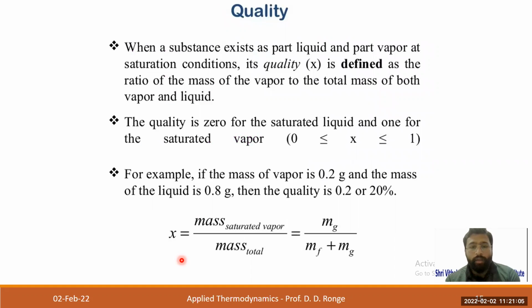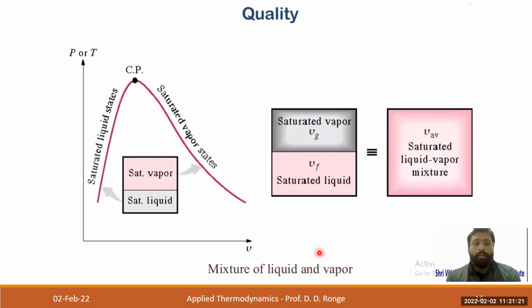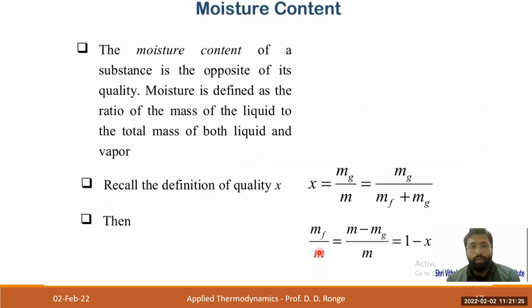Now, quality, or in other words, the dryness fraction. It is the ratio of vapor to the total mixture. Okay, mg divided by mf plus mg. Here g stands for gas, f stands for fluid or liquid. So this is related to quality. Opposite to that is moisture content. It is the ratio of the mass of fluid or liquid to the total mass.